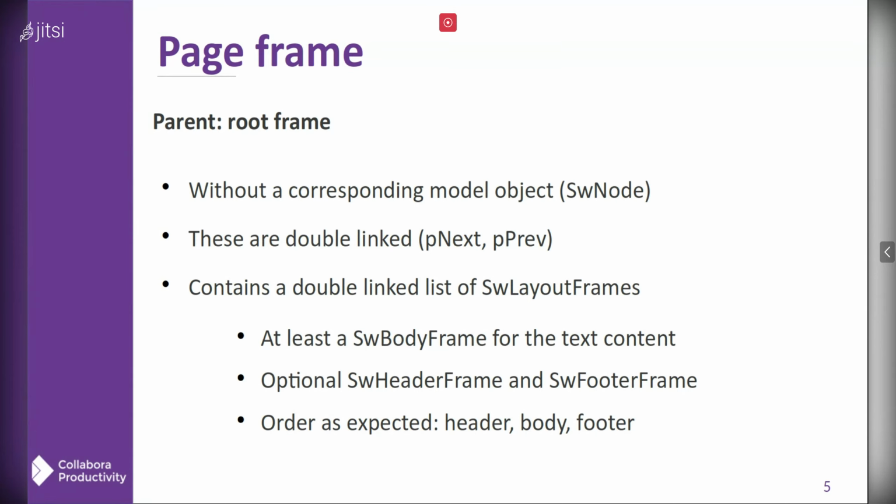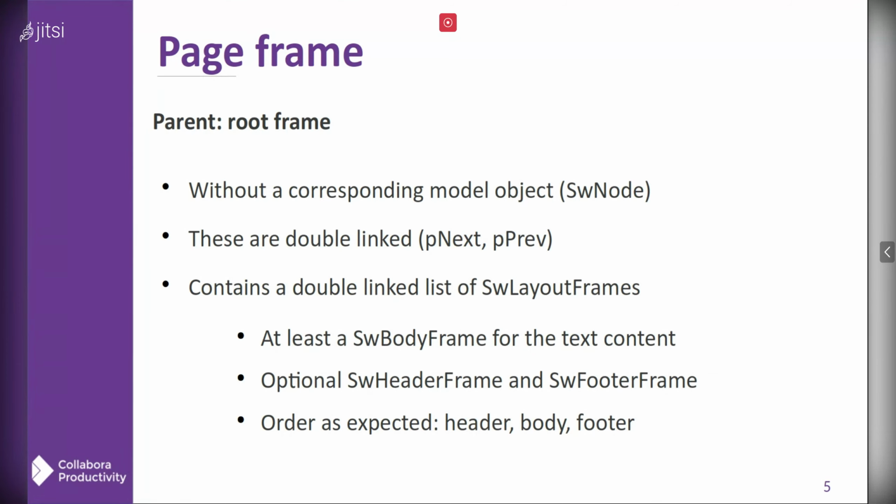The pages are a double linked list, so all of the middle pages have a pointer to next and previous pages, except the first and the last one. Also, as children of one page, it contains these layout frames. At least it contains a body frame for body text. In case there are headers and footers configured for the page style, which is relevant for that page, then it can have a header frame or footer frame or both, and in this order you have the header frame, body frame, footer frame.